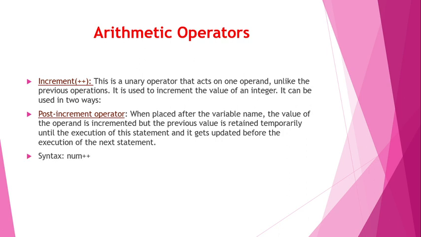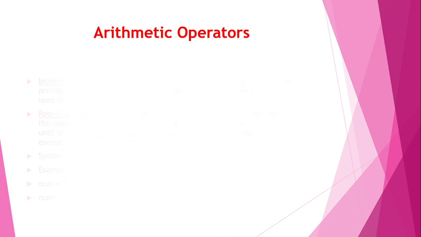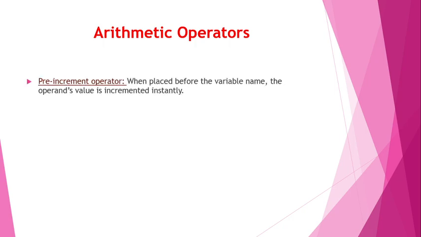For example, sum equals num plus plus. Here num is equal to 5 and num plus plus is equal to 6. Next is the pre-increment operator. When placed before the variable name, the operand's value is incremented instantly. For example, sum equals plus plus num. Here num is equal to 5 and plus plus num is 6. Here the value of num is incremented by 1, whether it is the pre-increment operator or the post-increment operator.